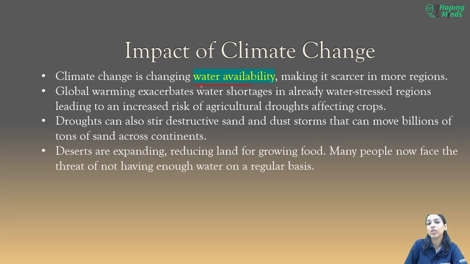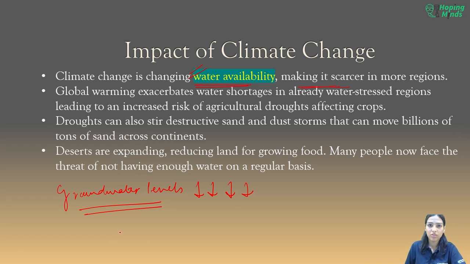Climate change is changing water availability. This is a very, very important thing. The groundwater levels are falling at a rate which is very, very alarming. So alarming that states are fighting for water, countries are fighting for water. Global warming exacerbates water shortage in already water-stressed regions, leading to an increased risk of agricultural droughts.